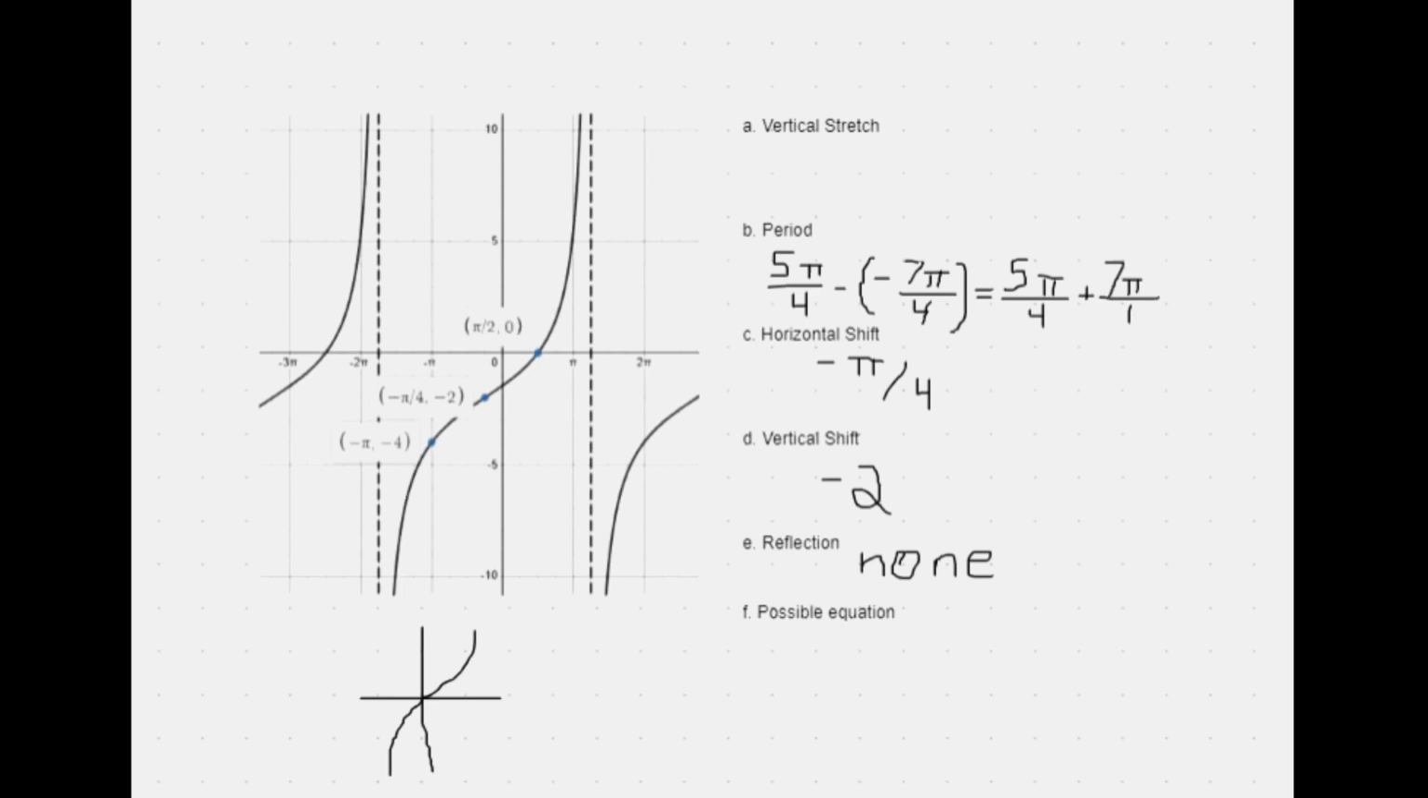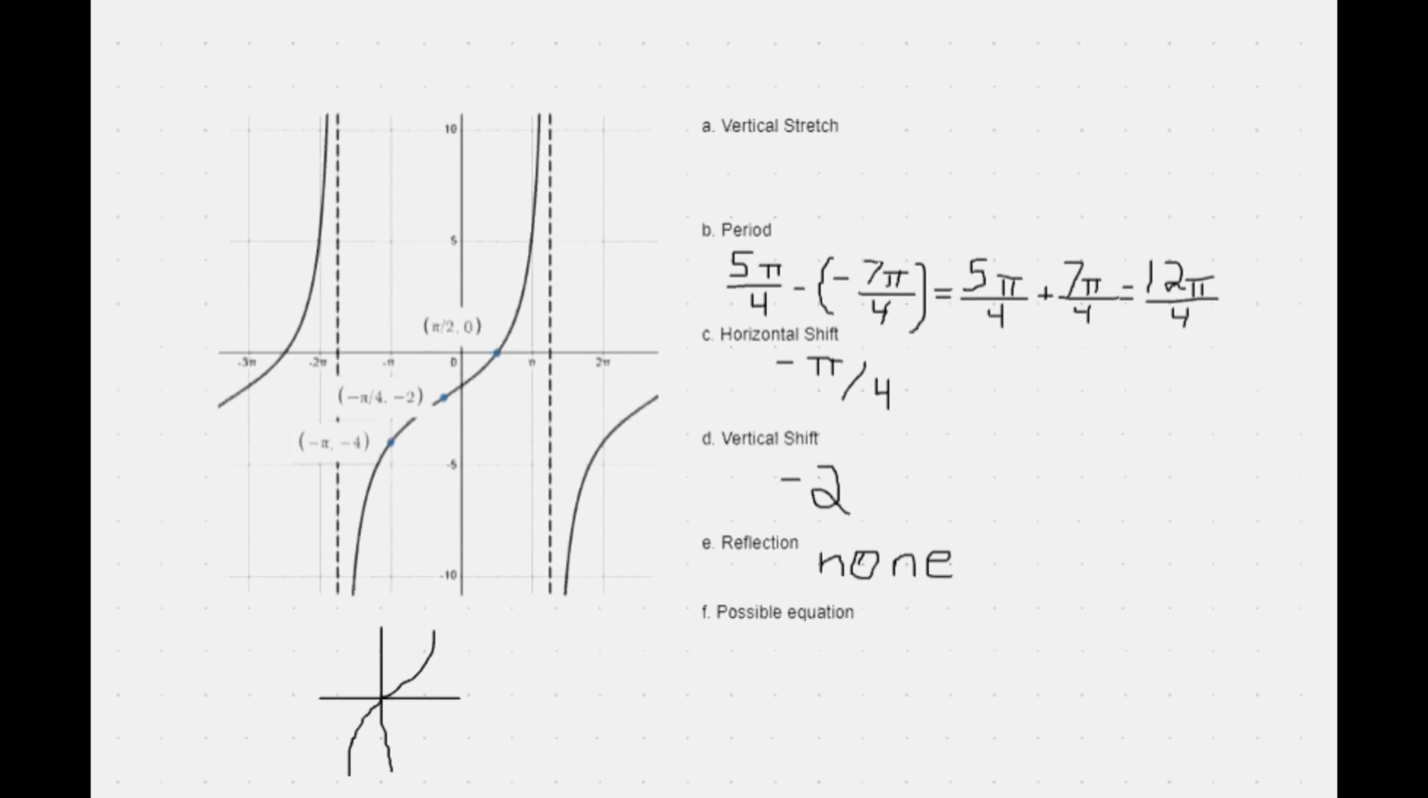So that gives us 12 pi over 4. And then we might ask ourselves, what is 12 pi over 4? Well, we can simplify by dividing 12 by 4, and that is 3 pi. Okay, so the period is 3 pi.